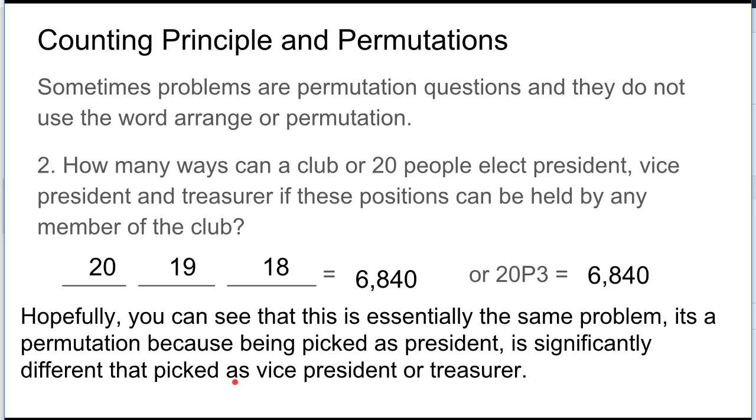And hopefully you can see this is essentially the same problem. President and vice president and treasurer aren't like an order, first place, second place, and third place. Well, being selected, if I get picked for president, it's different than being picked for vice president. And so even though it's not an order, like first place, second place, or third place, this is still a situation where the way that you are selected makes a difference. So that's why this is also considered permutation.